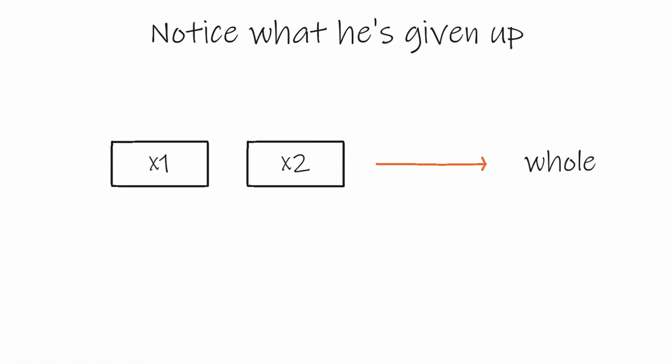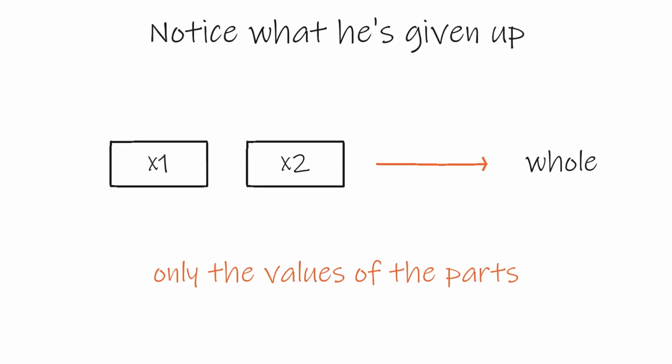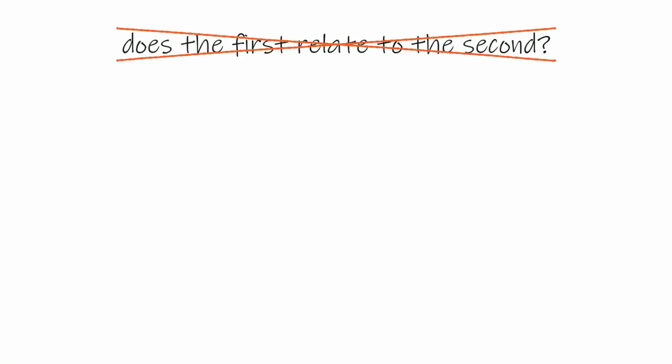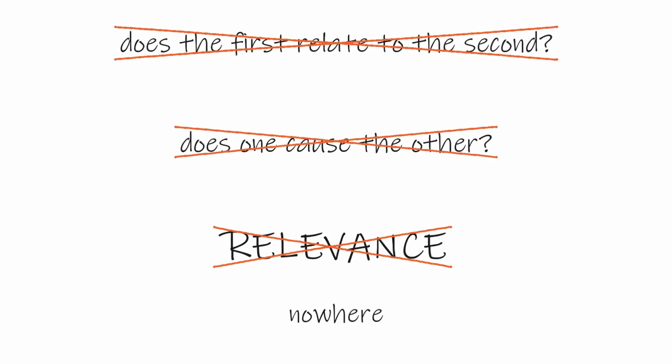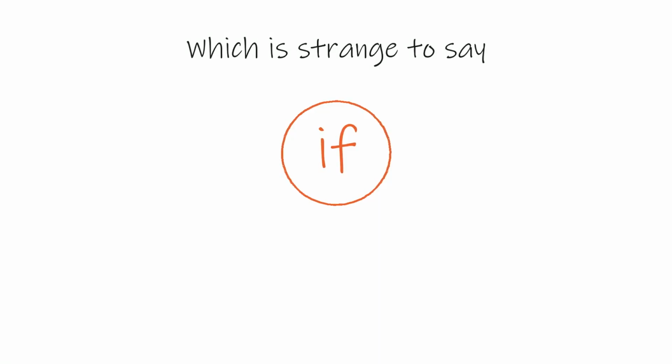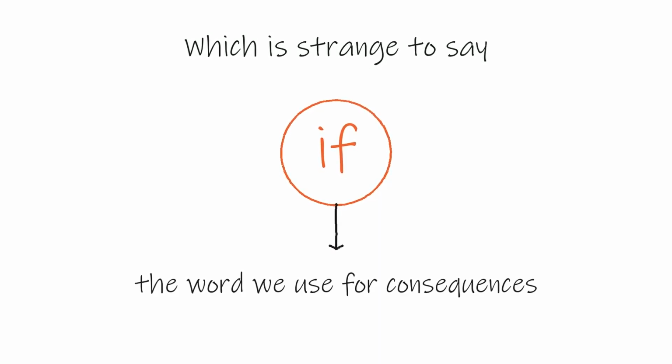Notice what he's given up. He fixes the truth of the whole thing using only the values of the parts. Not whether the first has anything to do with the second, not whether one causes the other. Relevance is nowhere, which is strange to say about if. That's the word we use for consequences. All right, let's build his table.